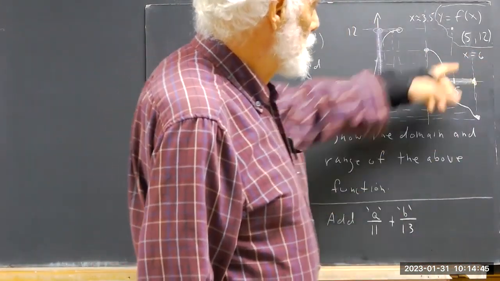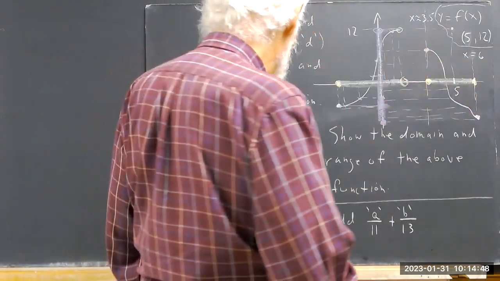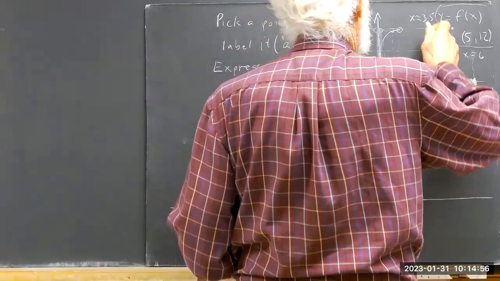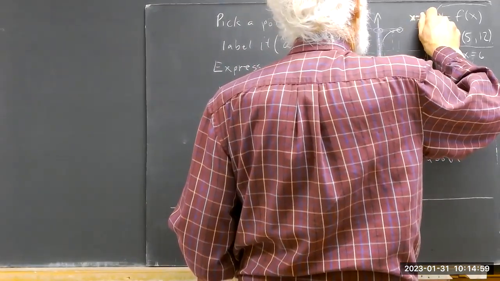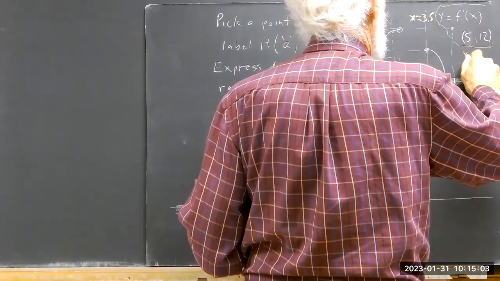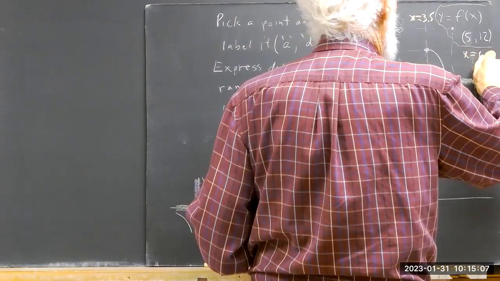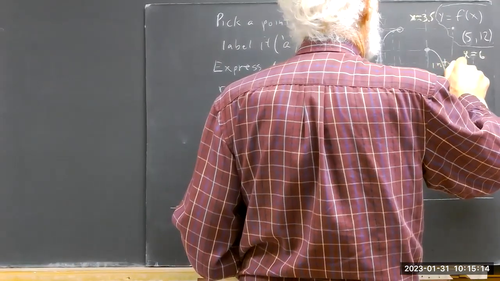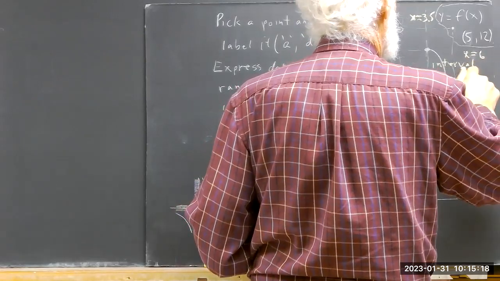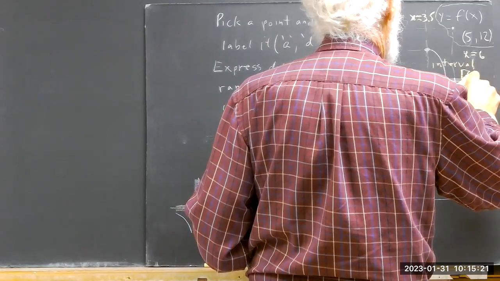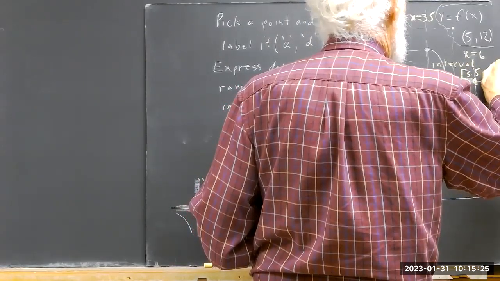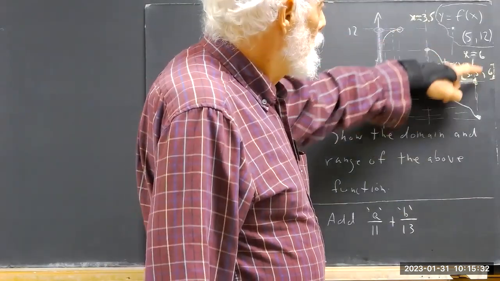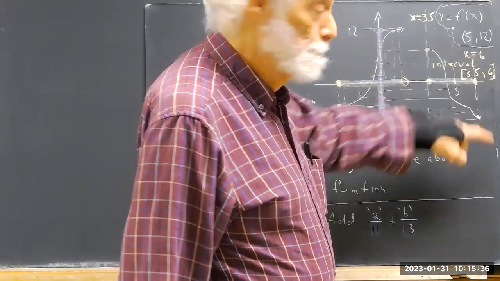Okay. So if X is 3.5 here and X is 6 here, then this is the interval, 3.5 to 6. 3.5 is included, so I use the bracket. 6 is included, so I use the bracket. Okay.